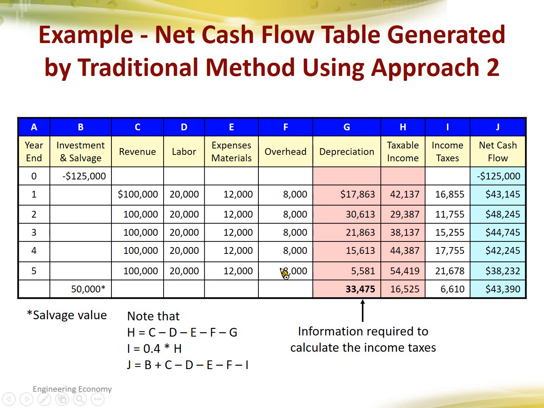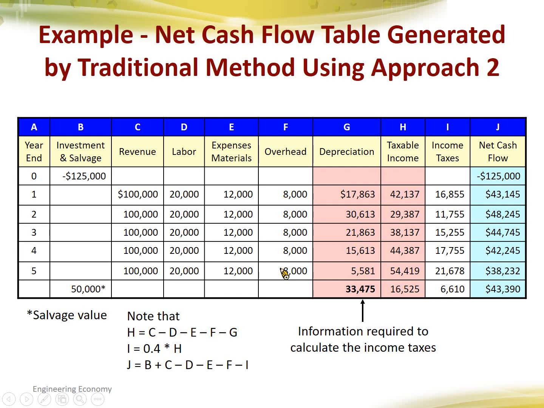It's the same. Labor, materials, overhead, depreciation again. Taxable income that we had. Income tax, right? We have computed. Then, in the end, later we have this income tax also from salvage value. So not only these 4 years, we also have income tax there. And it was also based on salvage value.